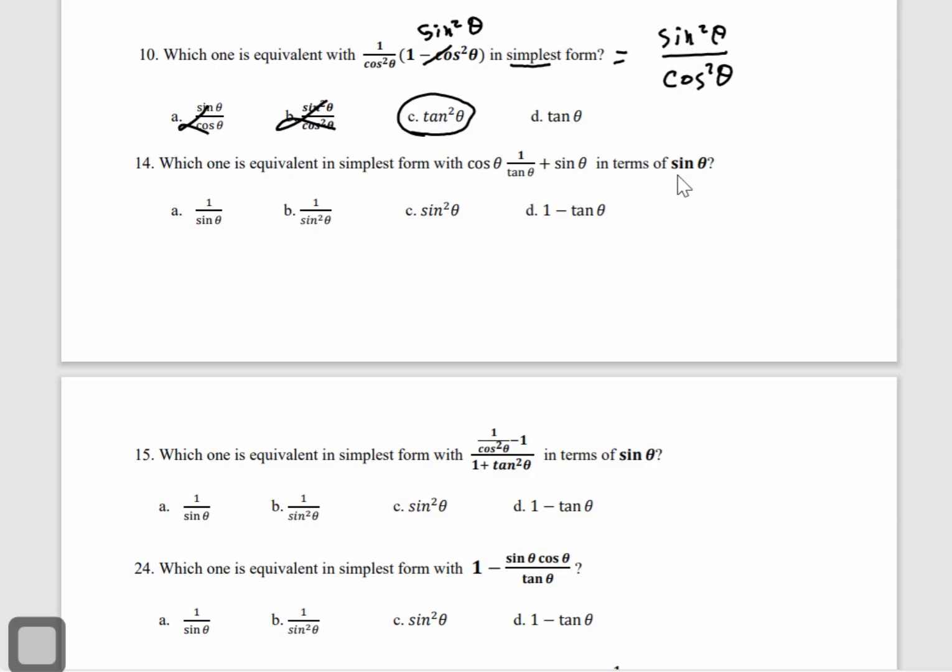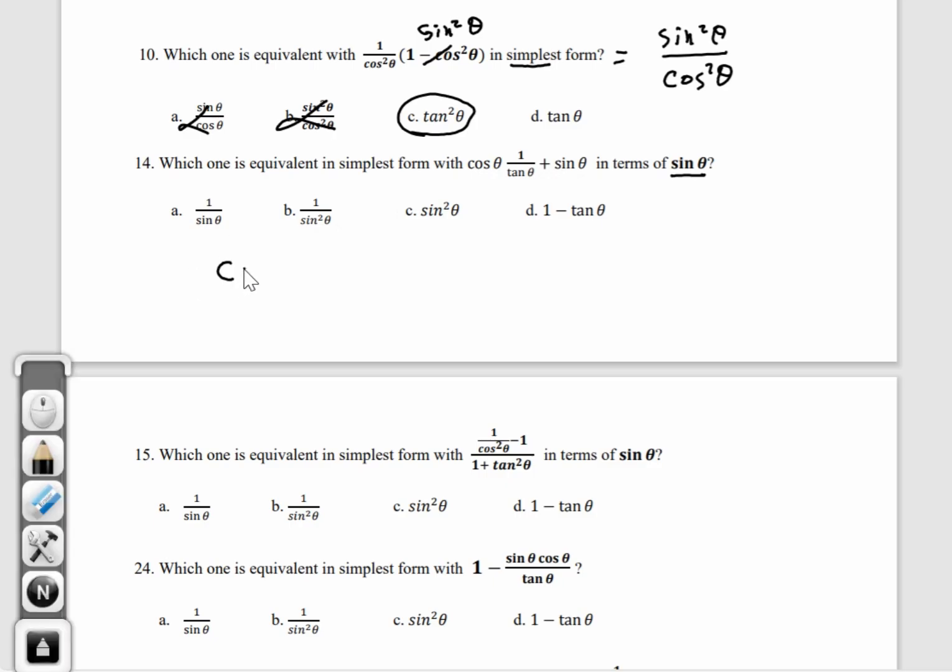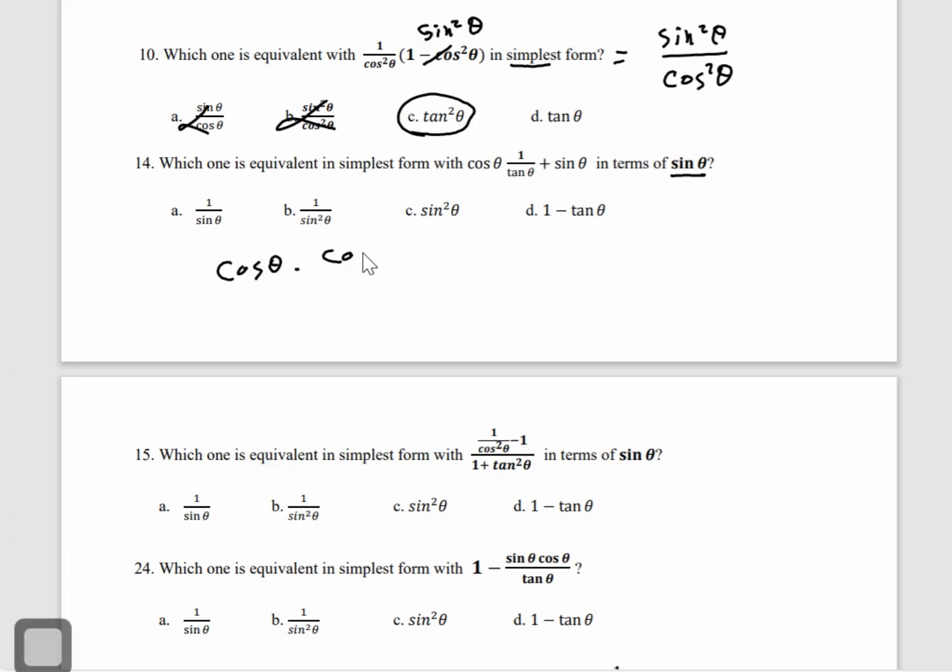Here we have to solve it in terms of sine. We have cosine theta multiplied by 1 over tan theta plus sine theta. How can we solve it? Let's solve it here. Cosine theta as itself multiplied by cosine theta over sine theta because it's 1 over tan. So plus sine theta. These two will be cosine square, and here it will be cosine square theta over sine theta.